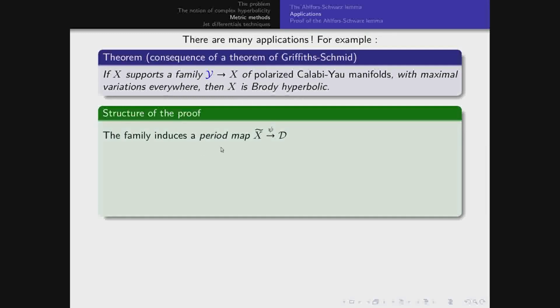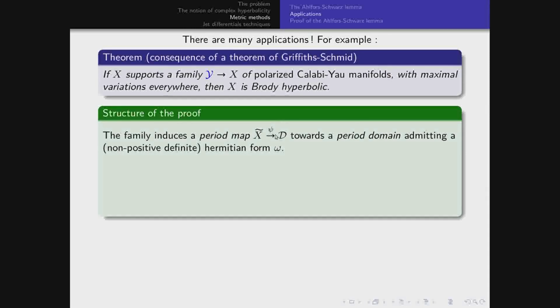Well, you use your family and the theory of variation of Hodge structures to produce a period map going from the universal cover of X towards a period domain, parameterizing some well-suited variation of Hodge structure on X associated to your family of manifolds.